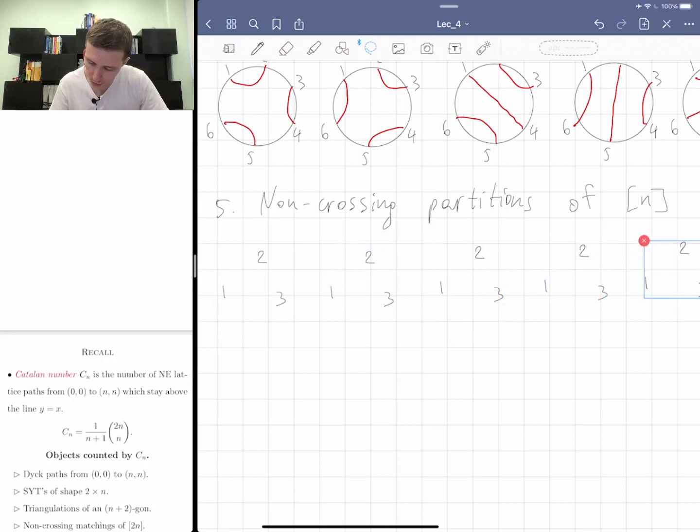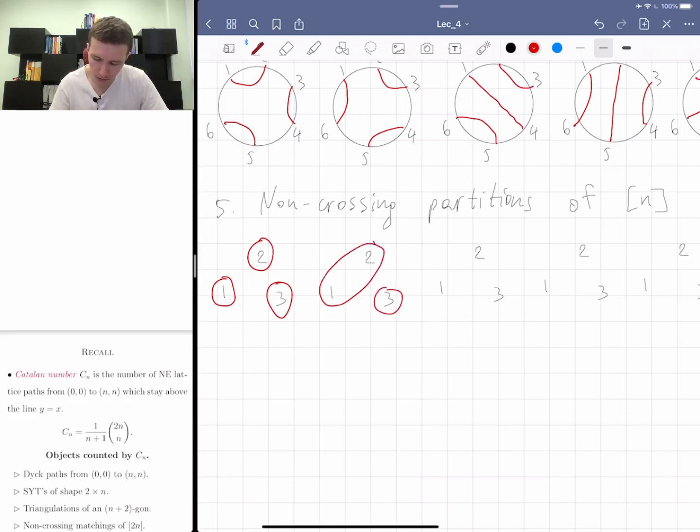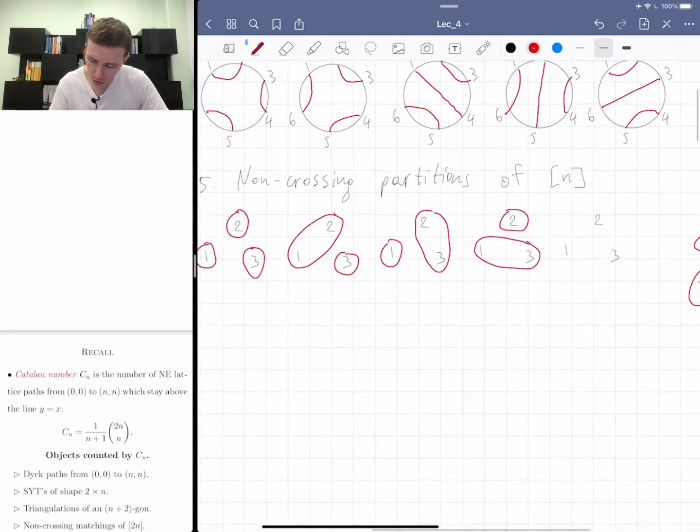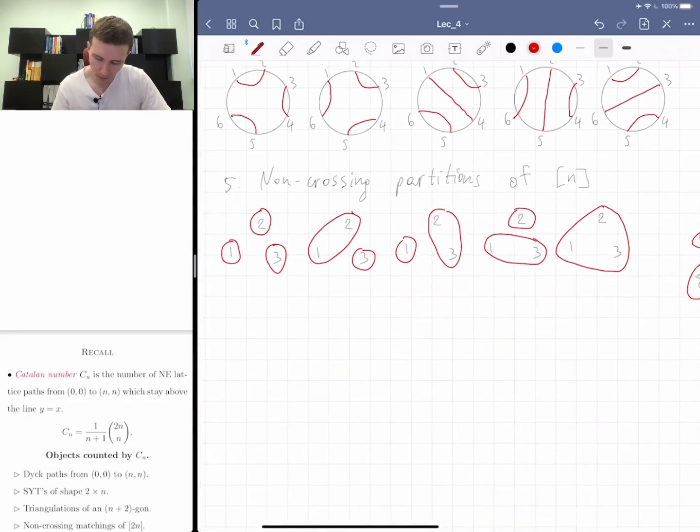Okay. So the first partition is I can make every element into its own set. Or I can put these two together. I can have 2 elements together. Or I can have all 3 elements together. So that's the non-crossing partitions, and there are 5 of them.